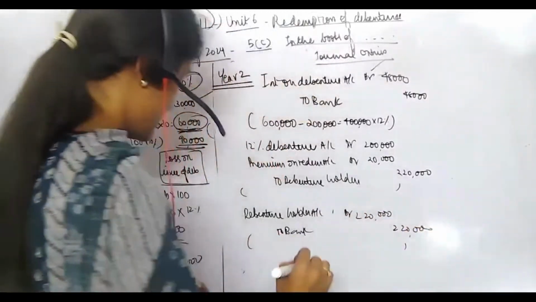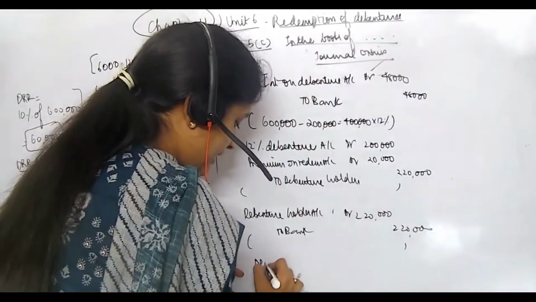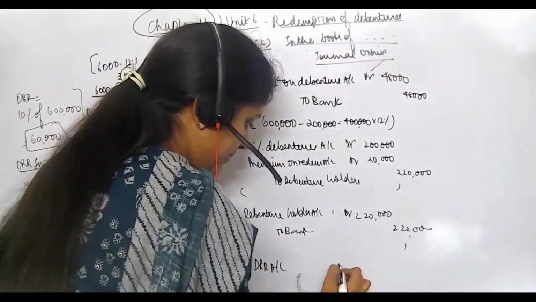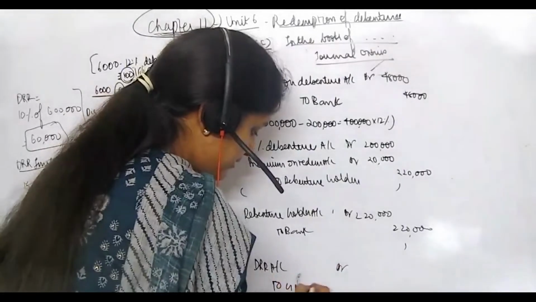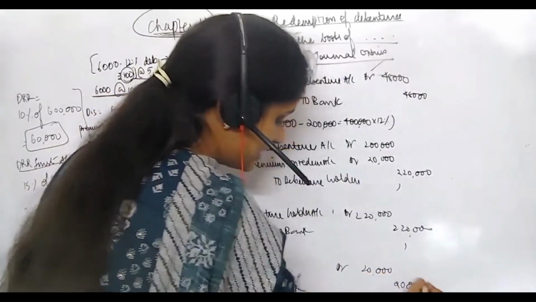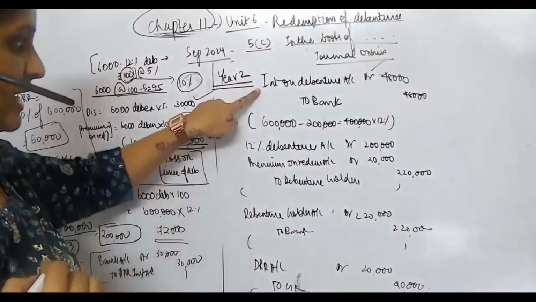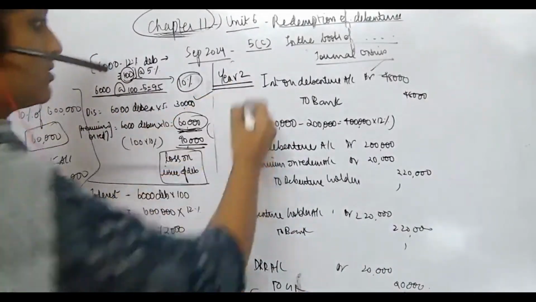Write the narrations. And finally, we have to transfer that DRR account debit to the general reserve, which will come to 20,000, because for the second year also 20,000. And this 30,000 also will be coming. So 1, 2, 3. So this is the first entry.